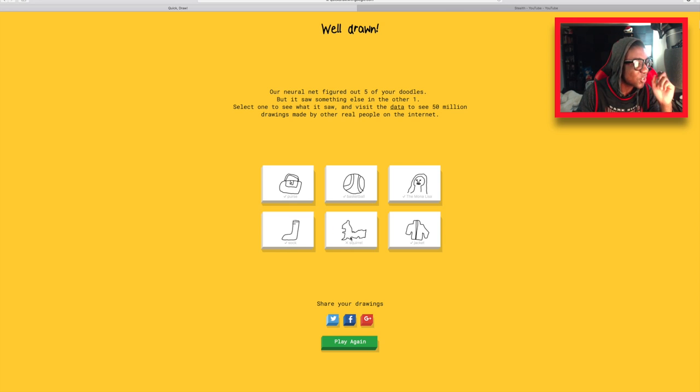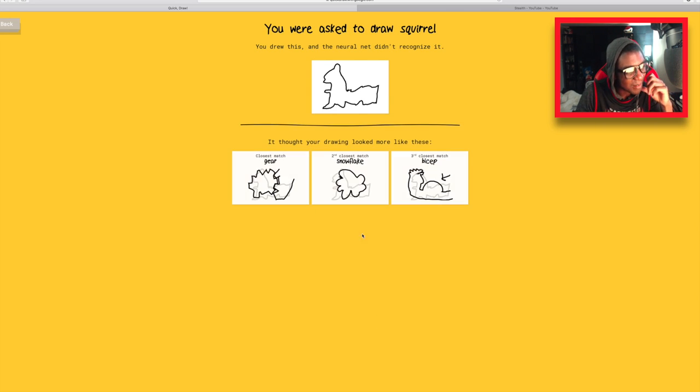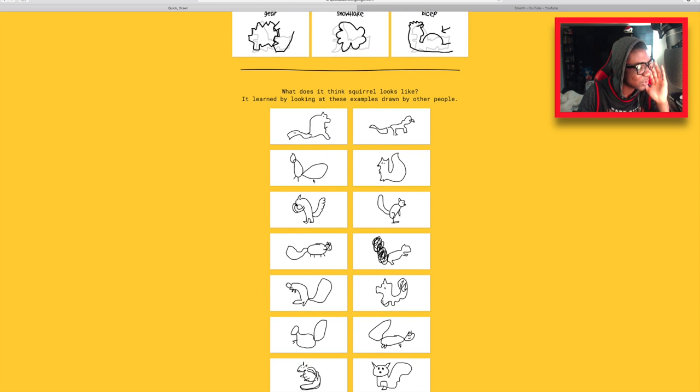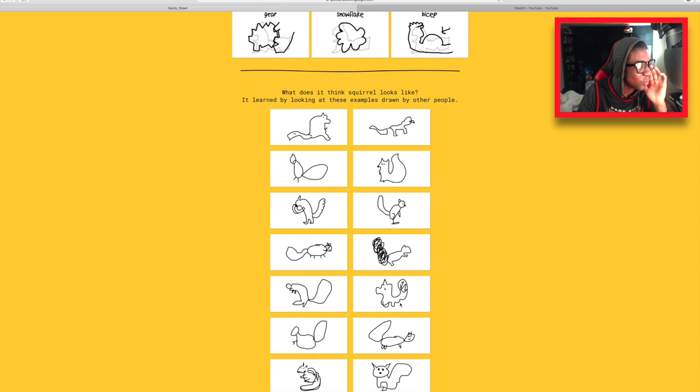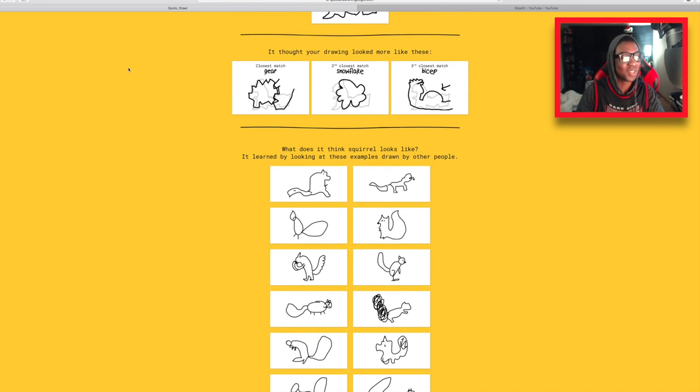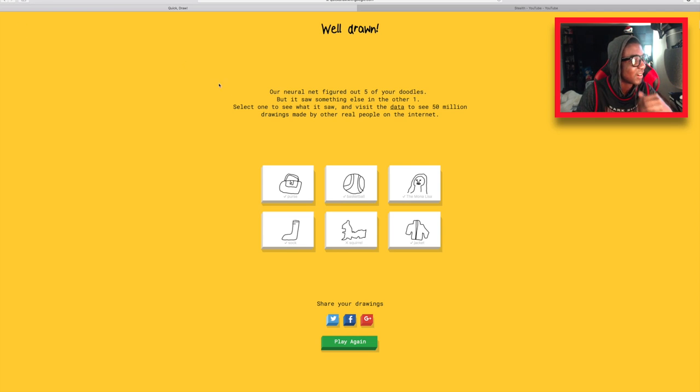1, 2, 3, 4. We didn't get the squirrel, though. My squirrel. Look at this. Are you serious, man? My squirrel's better than that. What is that? What is that? Is that a unicorn? That isn't... Oh my gosh, I'm heated. Stealth is heated. Alright, we're gonna try something else.